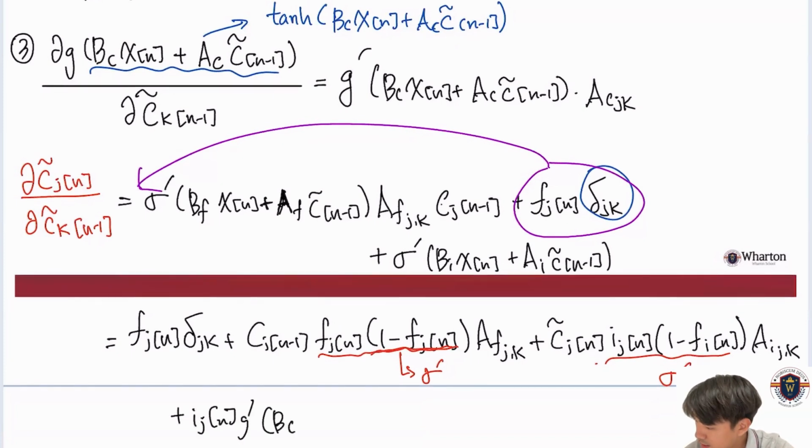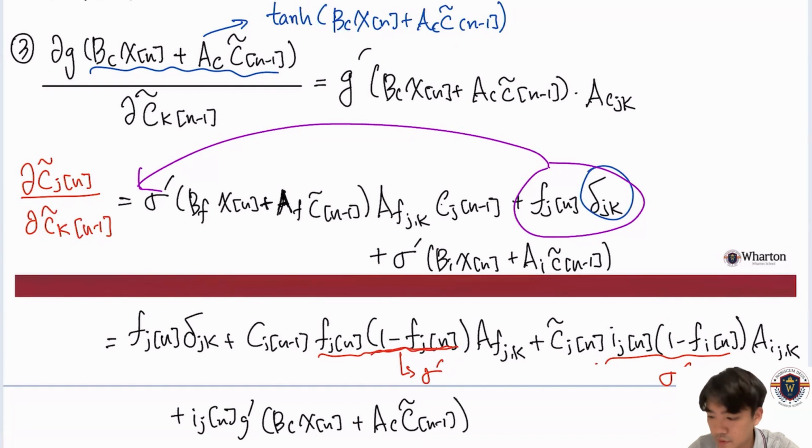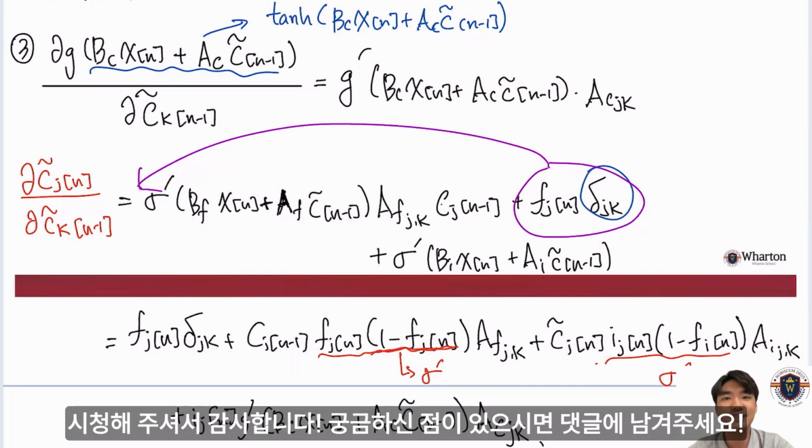And Ijk plus Ijn, G, plus Ijn, G tilde, the derivative of B C Xn plus A C C tilde, the candidate state of the previous state n minus 1, multiplied by the jkth entry of the C matrix, A C.